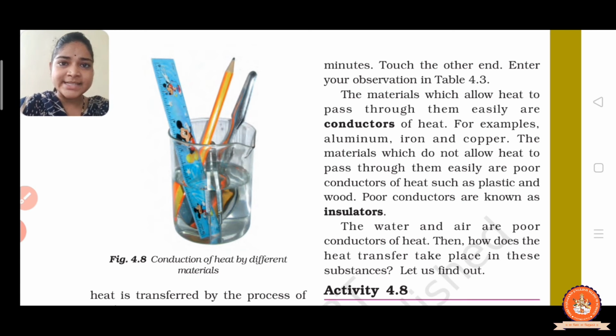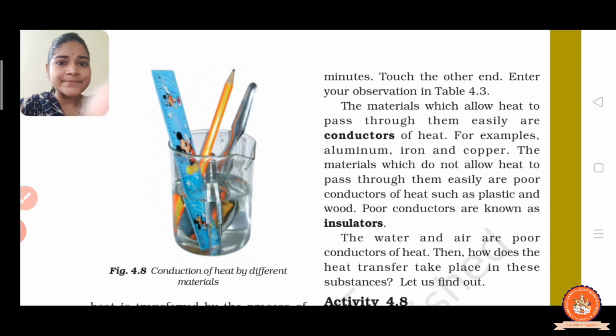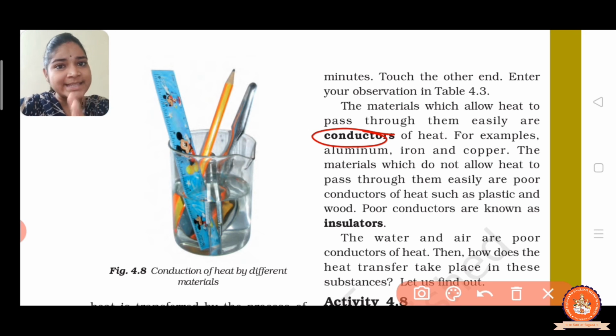Now let us discuss. First we have conductors. What is the definition of conductors? The materials which allow heat to pass through them easily are known as conductors. For example, metallic materials such as aluminium, iron, copper. So these are good conductors of heat.